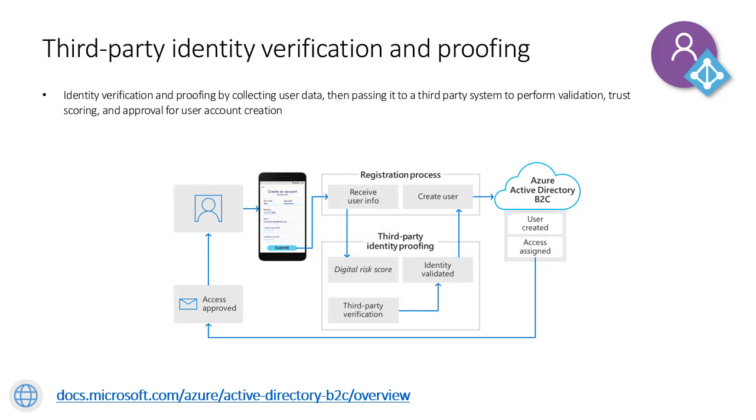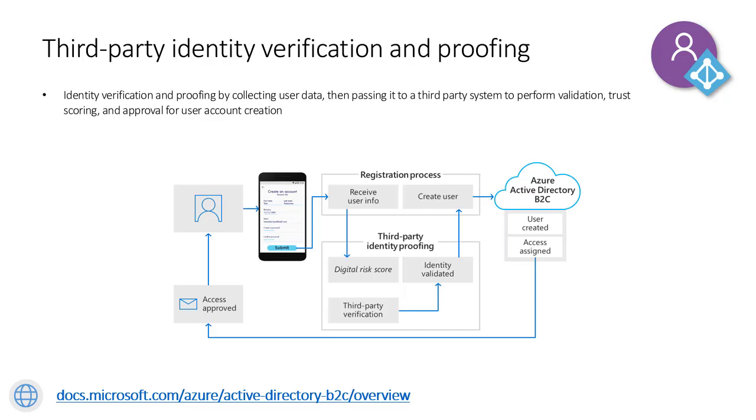And again, another capability is third-party identity verification and proofing. This is a really powerful and cool feature of Azure B2C. Let me give an example. During the registration or sign-in of the user, you would like to check some additional data, some additional properties of the user.